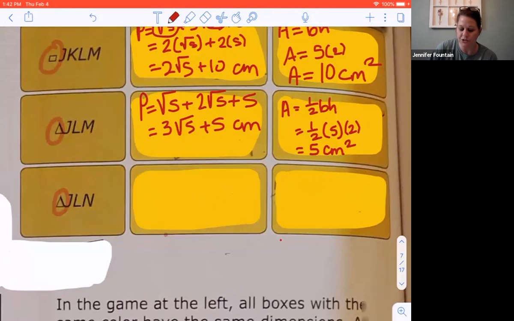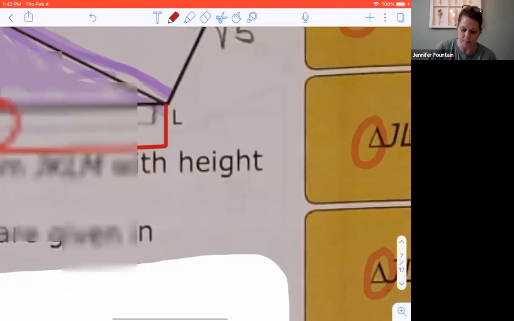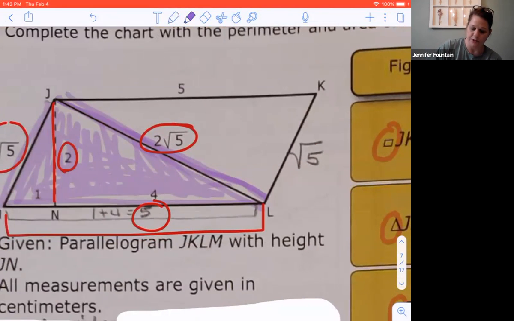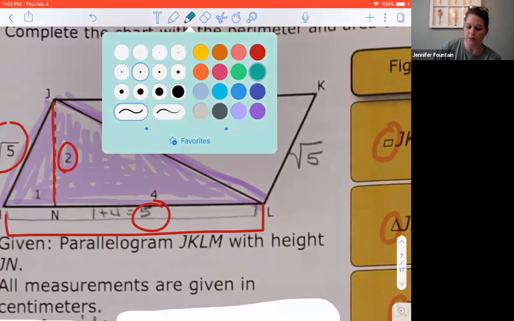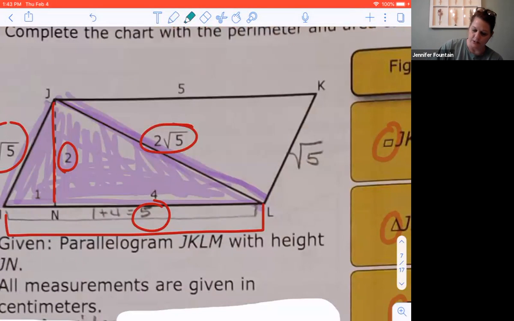Okay, let's look at JLN. So again, I want to trace to make sure I'm talking about the right one, and it says, let me erase this.